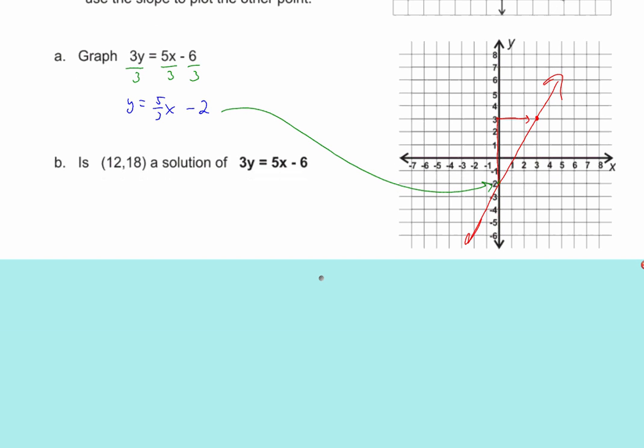What about a question like this, though? B, is (12, 18) a solution of 3y equals 5x minus 6? Well, our graph doesn't go that far, does it? So how would you answer that question? Now, this should be a very easy question to answer if you understand. So let me give you a second to think. Again, that's the line graphed, but one, our graph doesn't go that far, and two, we don't need the graph to figure out the answer to the question. So somebody tell me, how would we figure out the answer to this question? Madison?